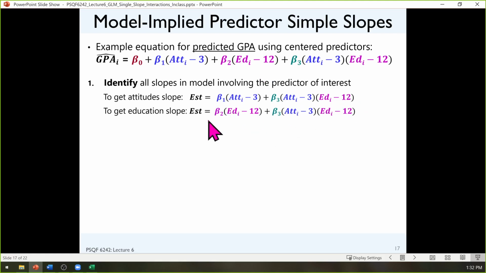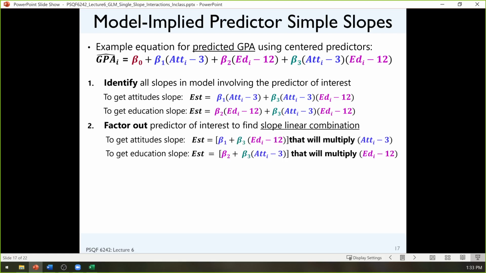Next step, nope, not next step, psych! To get the education slope, same process, where I have the main effect of education, I have the interaction term, I don't have the main effect of attitudes because it doesn't have education in it. Now, second slope step for real, factor out the common term. So I am taking attitudes minus 3 as the common variable for which we're trying to get the slope out and sticking it over here, and then here's what's left.